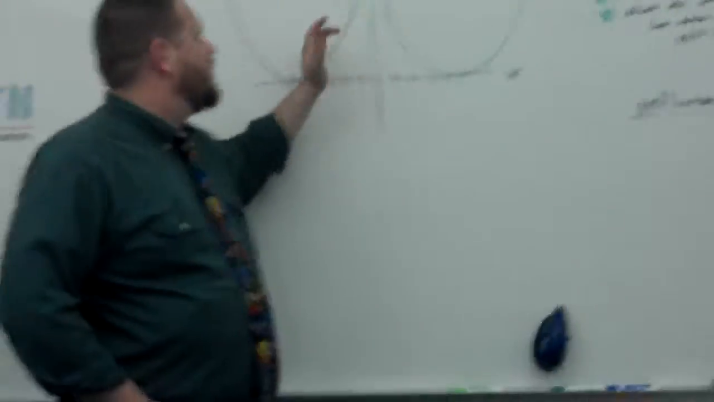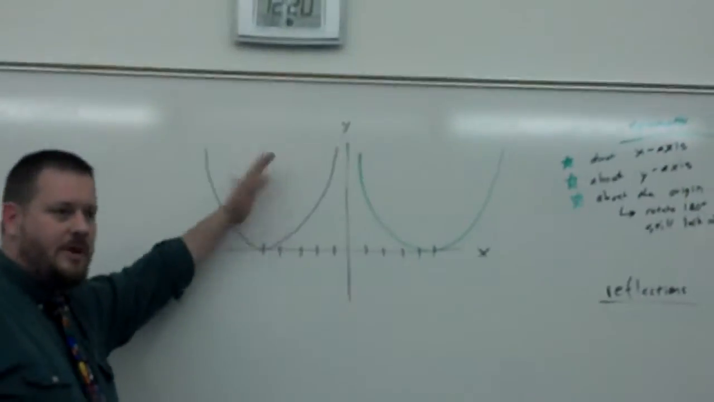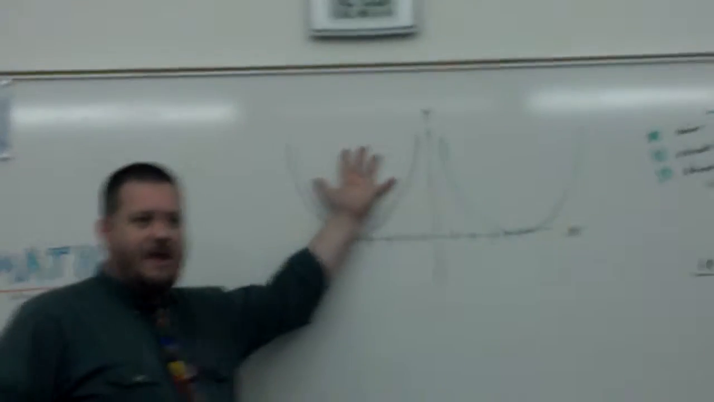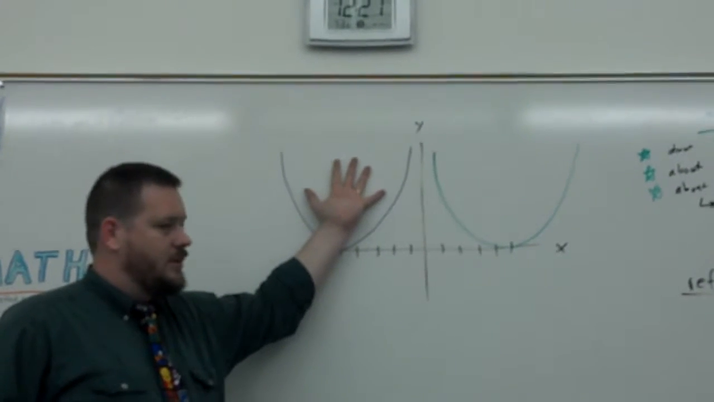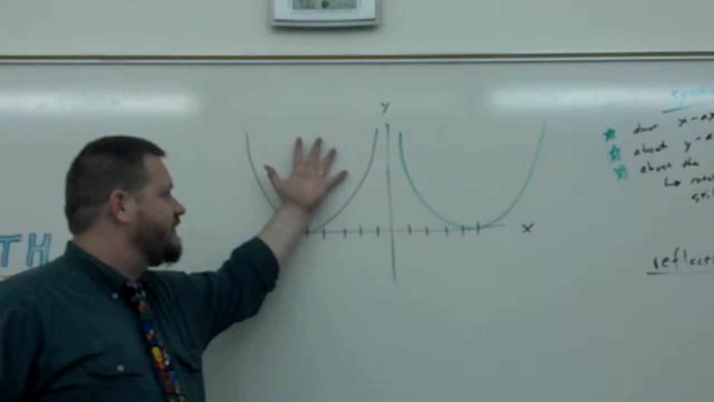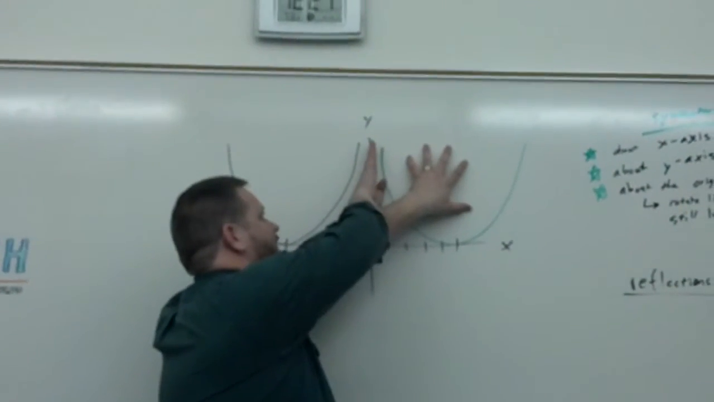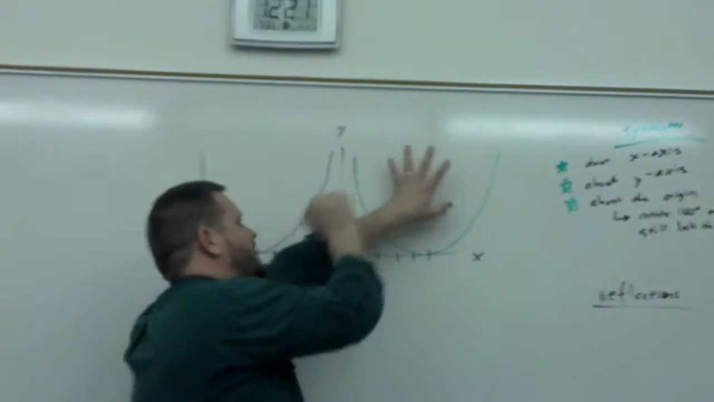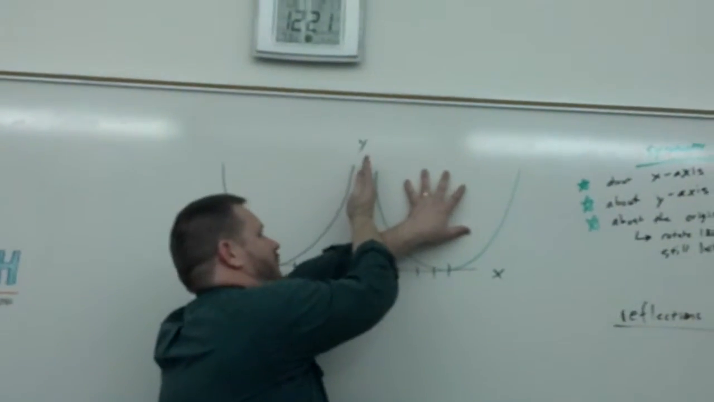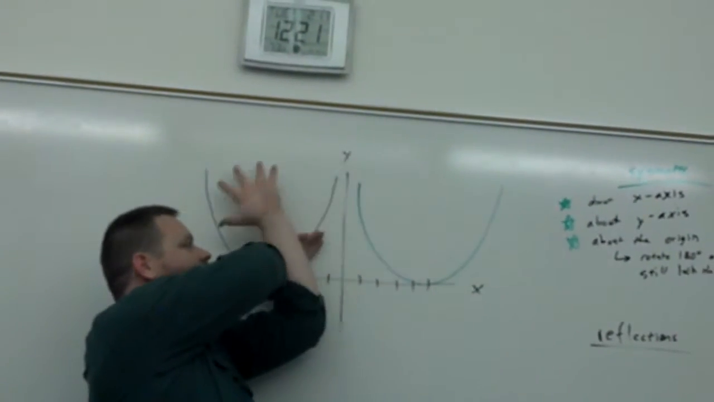So what we have done here is that this graph here is a reflection of this graph. If we start with this graph and we pivot around the y-axis, we end up with this graph.